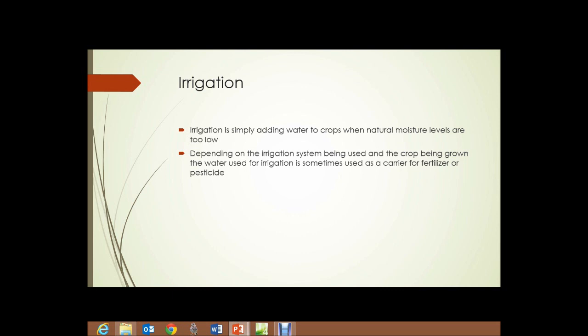Irrigation is simply adding water to crops when the natural moisture levels are too low for the crop that's being grown. Depending on the irrigation system being used and the crop being grown, water used for irrigation can sometimes be used as a carrier for fertilizers or pesticides. So the fertilizers and the pesticides are injected into the water irrigation stream and are introduced to the plants that way.